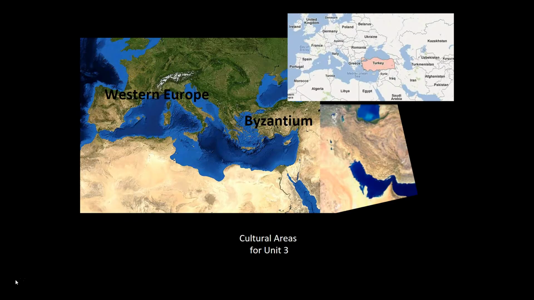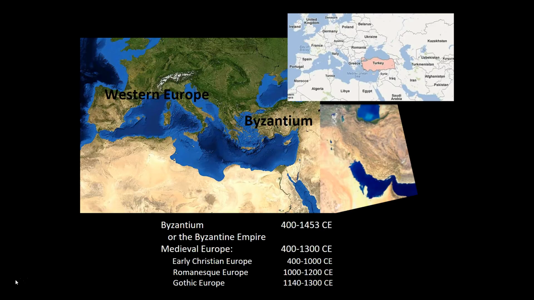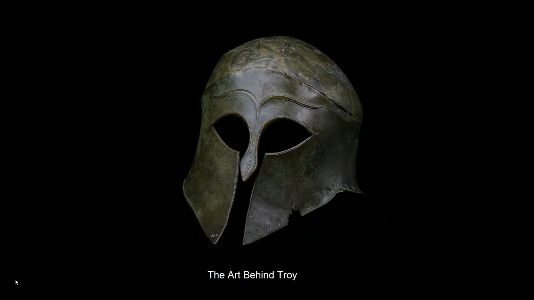In the East, we look at the early, middle, and late Byzantine Empire until Constantinople was conquered by Mehmed II in 1453. And in the West, we look at early Christian and then medieval art from Spain, from France, from Italy, across Western Europe. And here are those absolute dates associated with Byzantium, the Byzantine Empire, and different phases of medieval European art. So there you have it. That's what we're going to do in this course. I hope you have enjoyed this project, The Art Behind Troy.